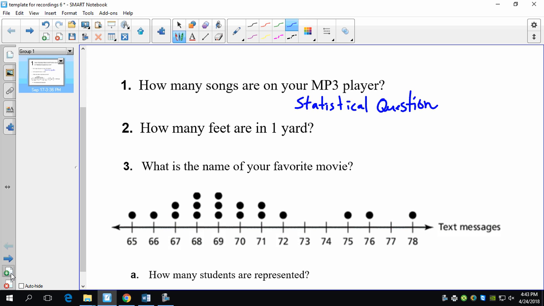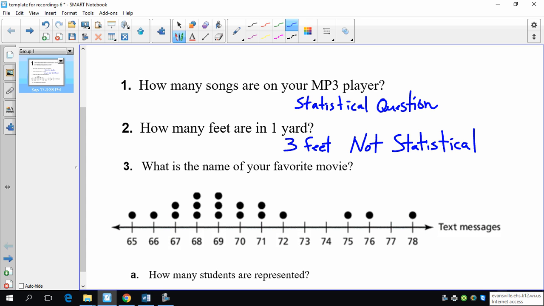For number 2, how many feet are in 1 yard? You would think for 6th graders, they would be able to calculate there are 3 feet in 1 yard. So that would not be a statistical question, because there is one right answer.